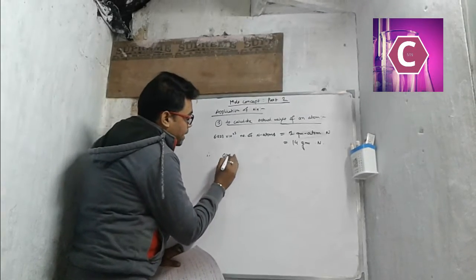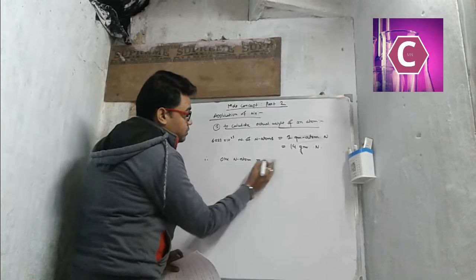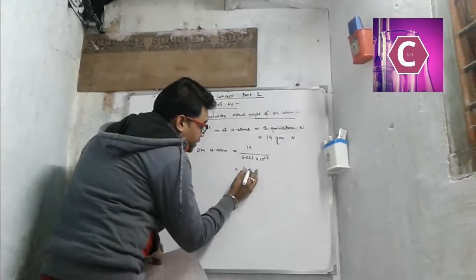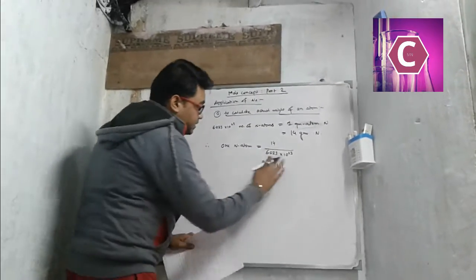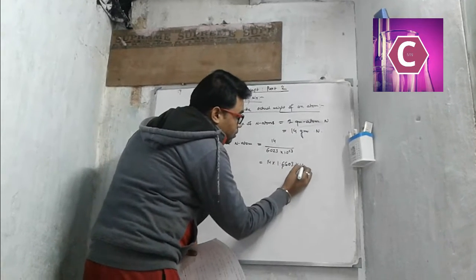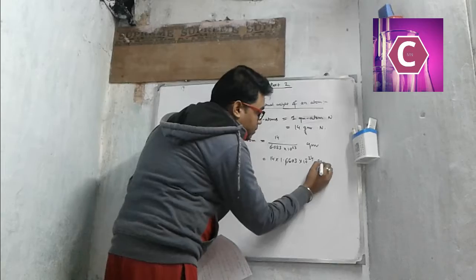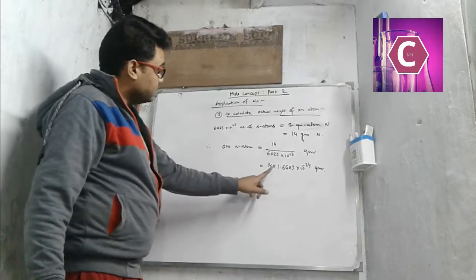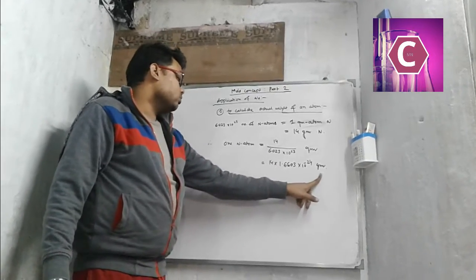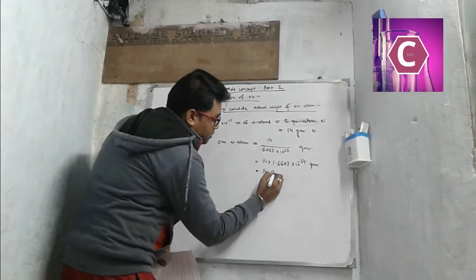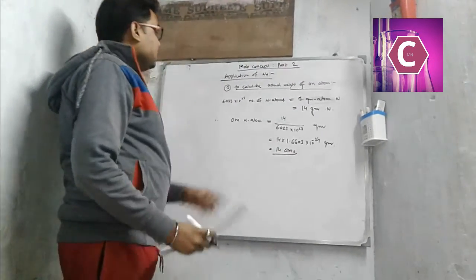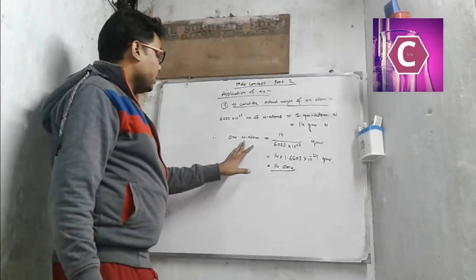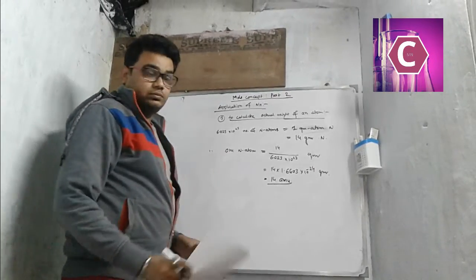So 1 nitrogen atom equals 14 divided by 6.023 into 10 to the power 23, that is equal to 14 into 1.6603 into 10 to the power minus 24 gram. That means the weight of one nitrogen atom is 14 into 1.6603 into 10 to the power minus 24 gram, or we can say it is equal to 14 AMU. So using Avogadro number, we can calculate the actual weight of an atom.